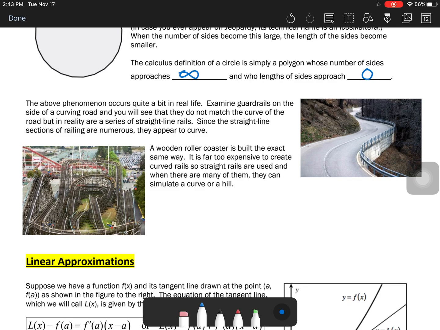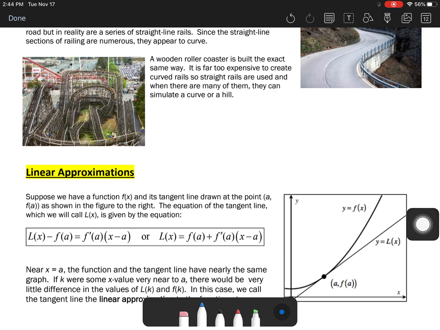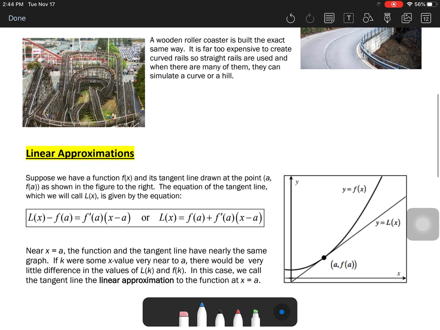It says the above phenomenon occurs quite a bit in real life. Examine the guardrails on the side of a curving road. You'll see that they do not match the curve of the road exactly, but they're straight segments of metal, shortened pieces that approximate the curve of the road. Similarly, with some of the older roller coasters, you may notice they're kind of bumpy because they use shorter, straighter pieces to approximate the curves, because it's apparently less expensive to build them that way than the curved rails. Obviously the curved rails give you a smoother ride, but those would be more expensive.